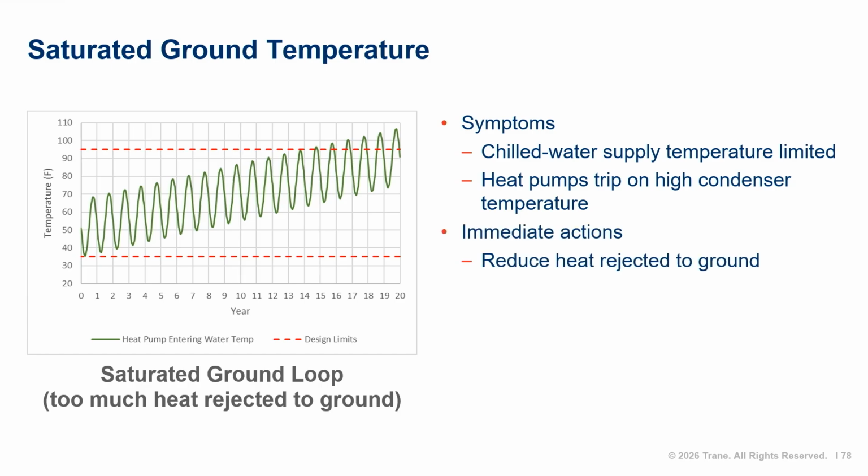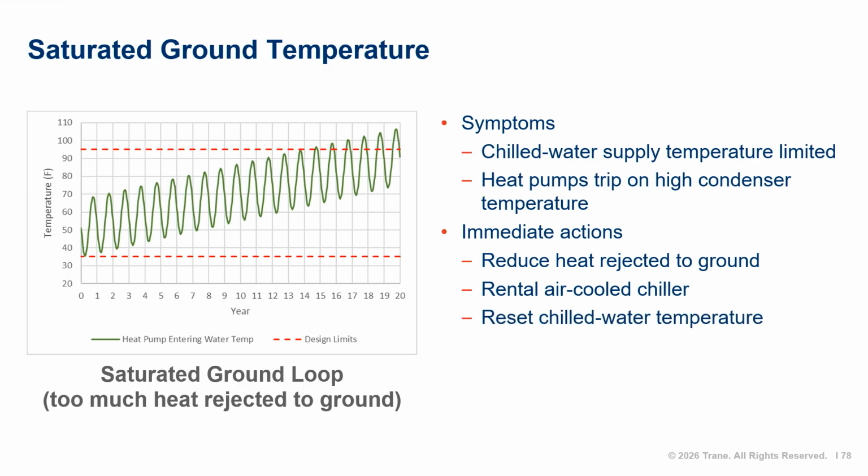That might be enough to get the system back on track. Start by limiting the amount of additional heat that's rejected to the ground. If the system includes a supplemental cooling device like a cooling tower, then use it. An air-cooled rental chiller could be a good option to get through the cooling season.